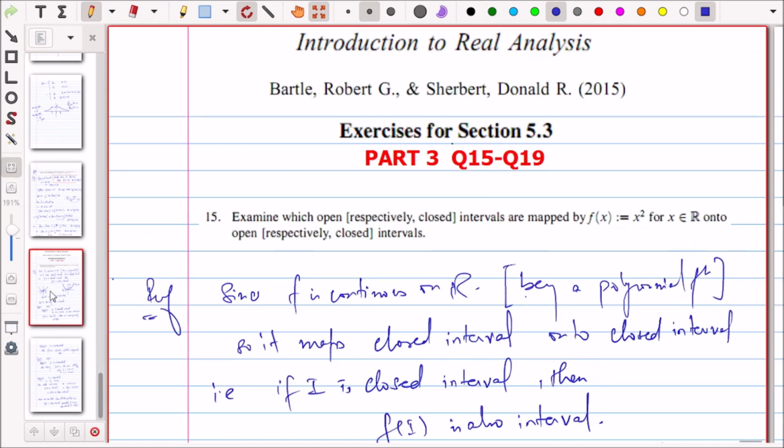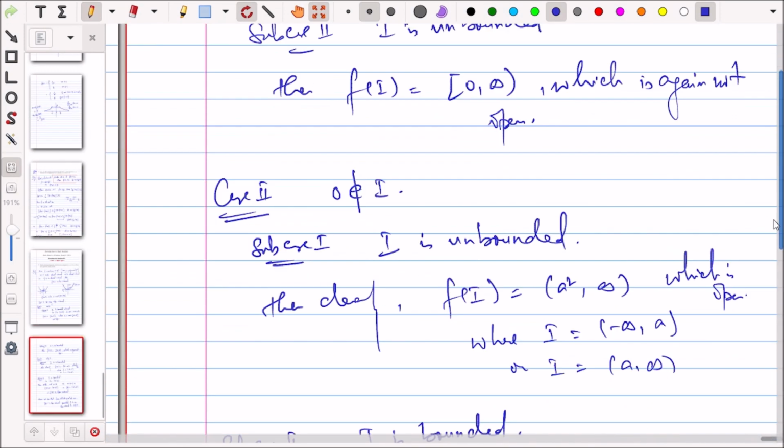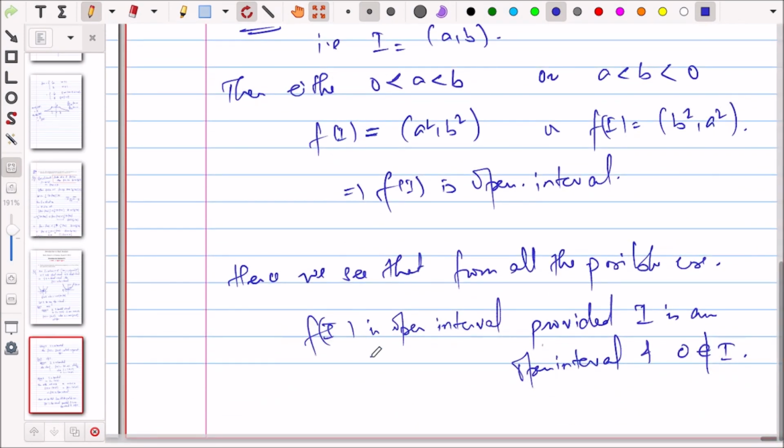Now come to the next question, number 16. We have done question number 15. This completes question number 15. So we have seen that the function f maps every closed interval to a closed interval, because this is our theorem that every continuous image of a closed interval is a closed interval, but it maps an open interval to an open interval provided that open interval does not contain the point 0.